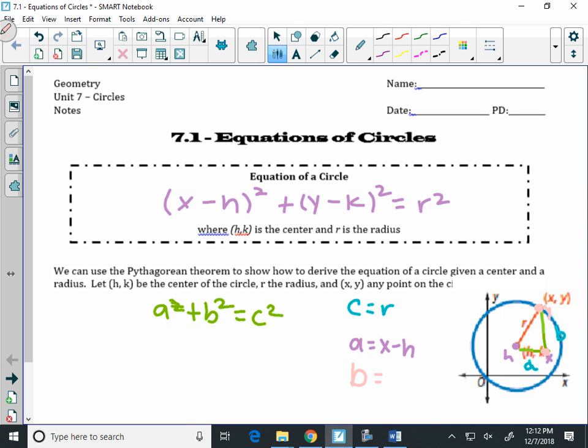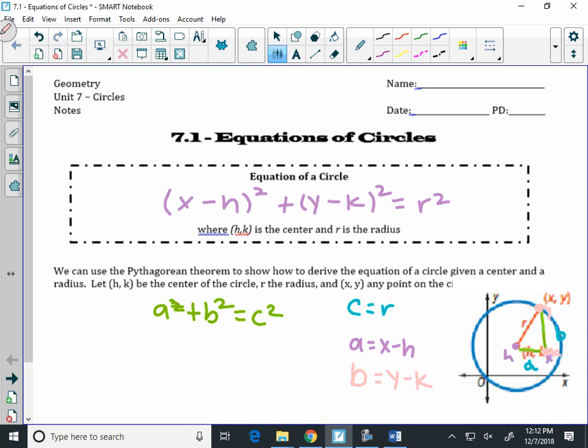Here, for this point, it's in line with the center. And what was the y value of the center? Okay. So same concept, to find distance, we do big minus the small. So our b is going to be what? y minus k.